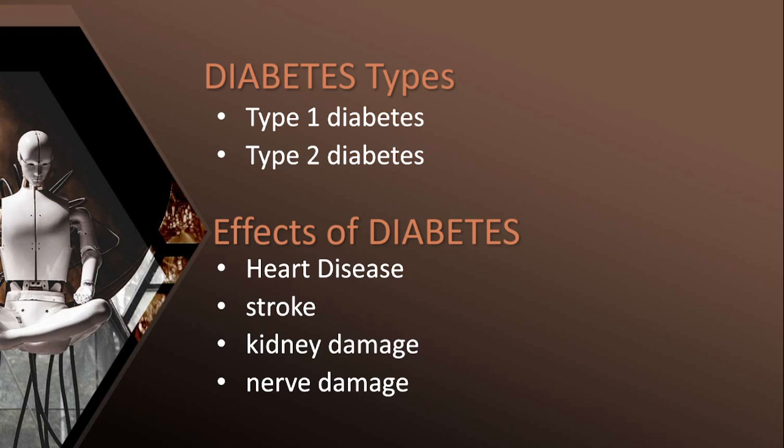And why do we need to know whether we have diabetes or not? Because these are the serious effects of diabetes. Here we have heart disease, definitely stroke, kidney damage, nerve damage. All of this can lead from diabetes.